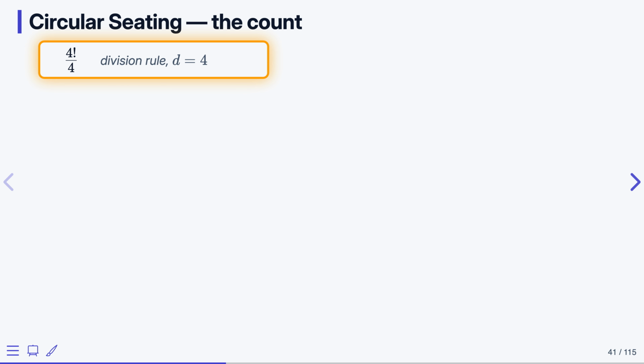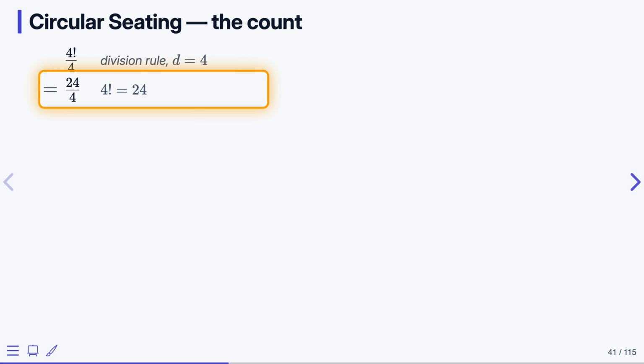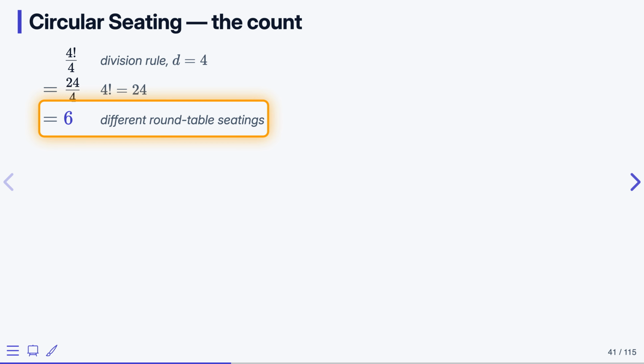This is the working. Line 1. Take the row count, 4 factorial, and divide by d, which is 4. Line 2. 4 factorial is 24. Line 3. 24 divided by 4 is 6, so there are 6 different seatings around the table. The same idea works for n people at a round table. The answer is n factorial divided by n.